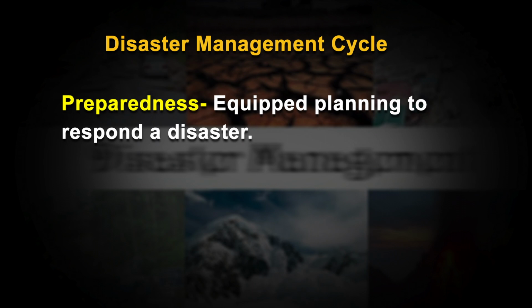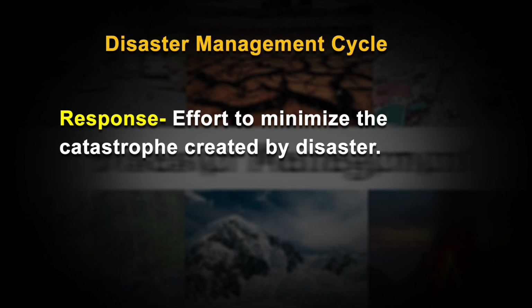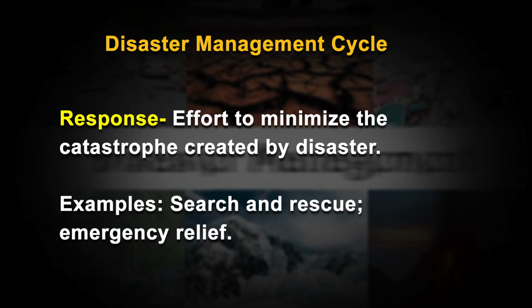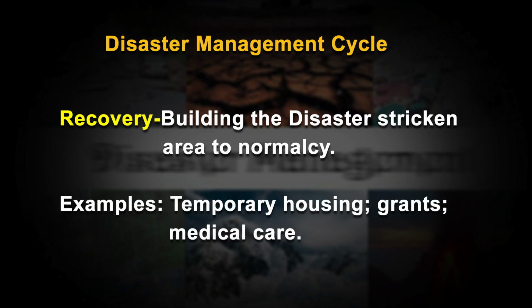Preparedness: equipped planning to respond to disaster. Examples: preparedness plans, emergency exercises, capacity building, warning systems. Response: effort to minimize the catastrophe created by disaster. Examples: search and rescue, emergency relief. Recovery: building the disaster stricken area back to normalcy. Examples: temporary housing, grants, medical care.